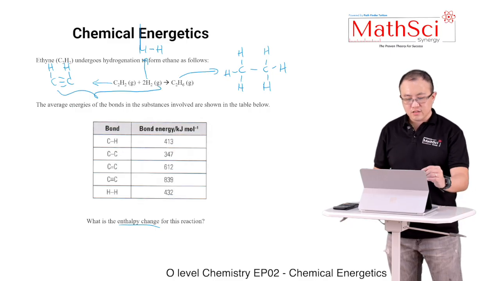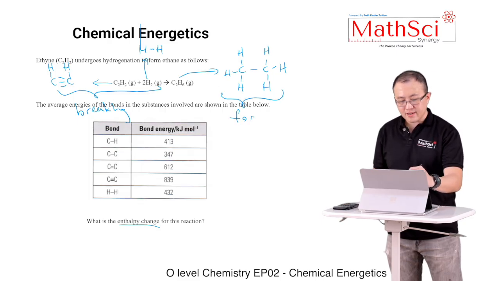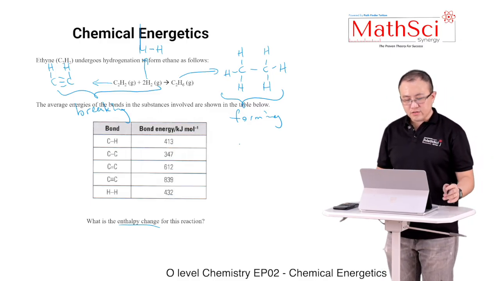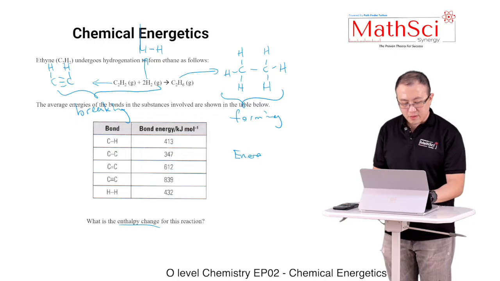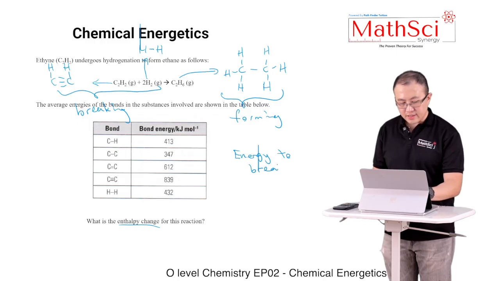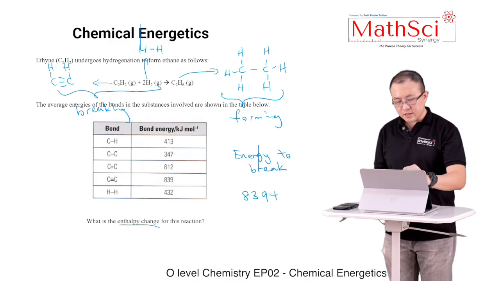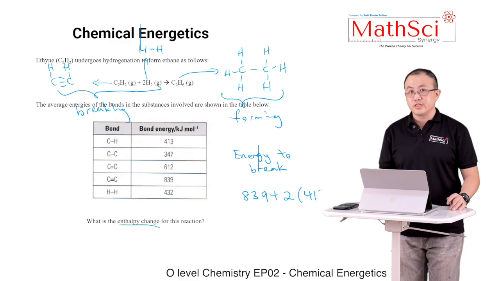We look at the left side. Left side is breaking. Breaking means take in. Right side is forming. Forming means give out. So right side is form, left side is break. Now if we look at this, the energy that we need to break it, this is per mole, per reaction. So I have one triple bond, so I'll put 839, this is absorbed. 839 plus, I've got 2 CH bonds, so I will plus 2 times 413. This is the total energy taken in.